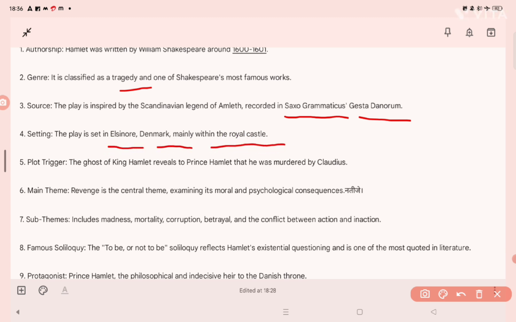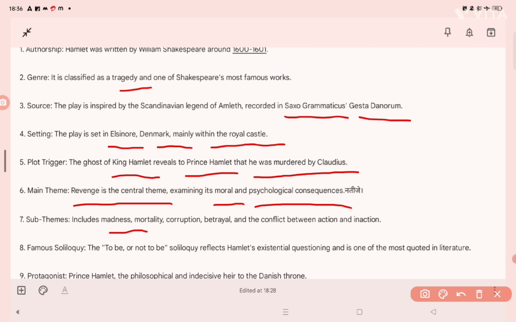Plot trigger: the ghost of King Hamlet reveals to Prince Hamlet that he was murdered by Claudius. Main theme: revenge is the central theme; the play examines its moral and psychological consequences. Sub-themes include madness, morality, corruption, betrayal, and the conflict between action and inaction. Famous soliloquy: "To be or not to be." The soliloquy reflects Hamlet's existential questioning and is one of the most quoted in literature.